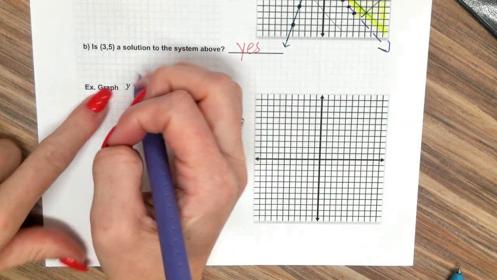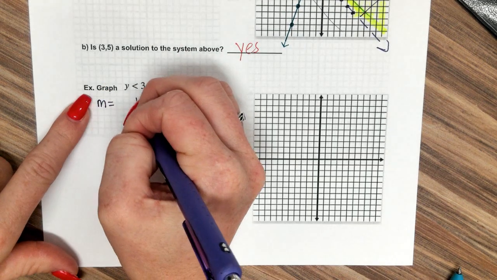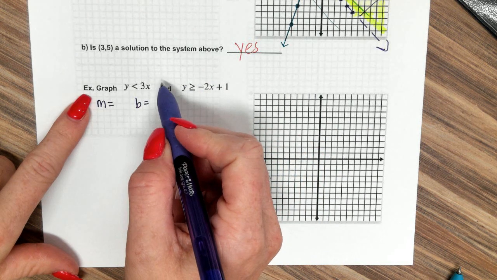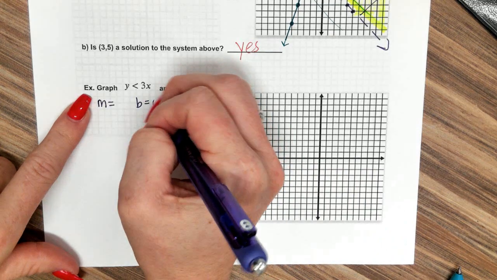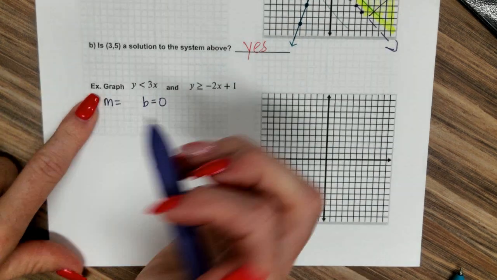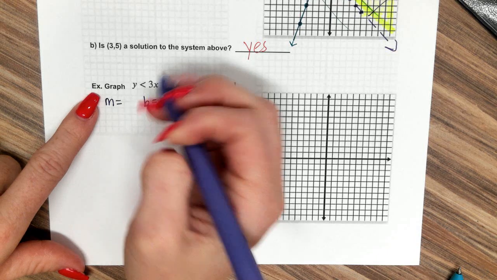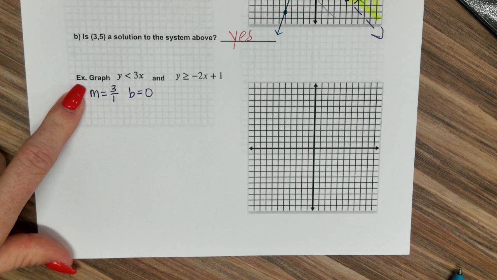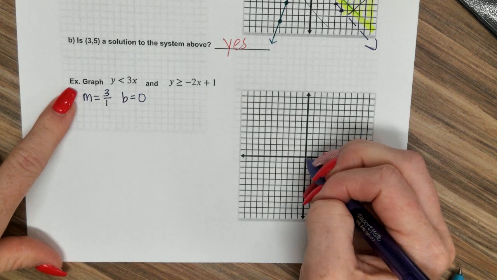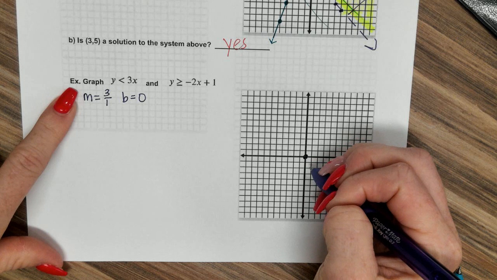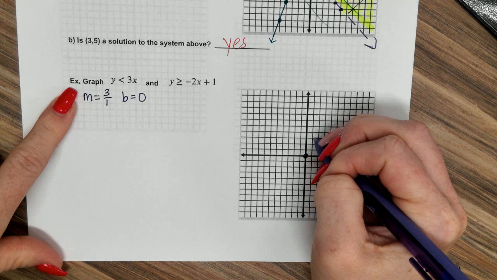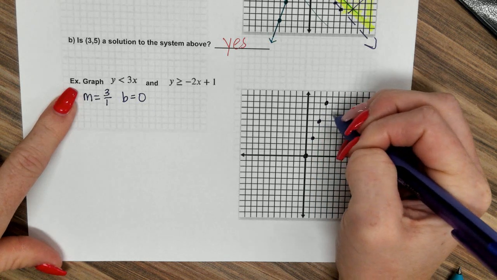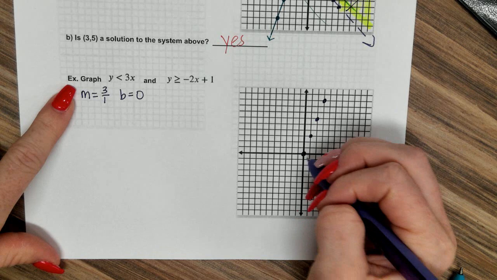To graph the first one, I need an m and a b. Does this one have a plus b? What does that mean? It's 0. The y-intercept is at 0. What is the rise over run? 3 over 1. So I'm going to go to the y-axis, put a dot at (0, 0), and I'm going to go up 3, right 1. I could also go where? Down 3, left 1.